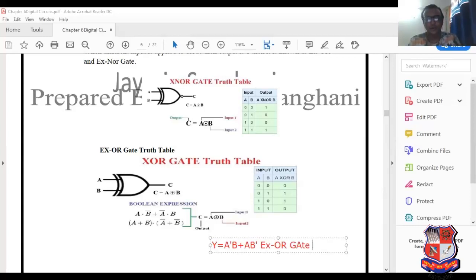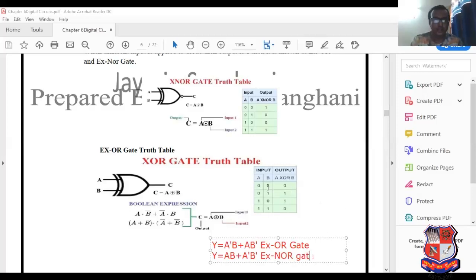In this semester you have to remember this only. Don't do anything else. So it is known as XOR gate, and Y equal to A B plus A dash B dash is the equation of XNOR gate.